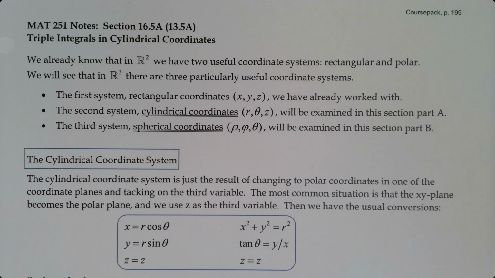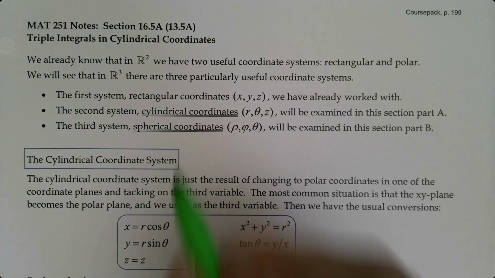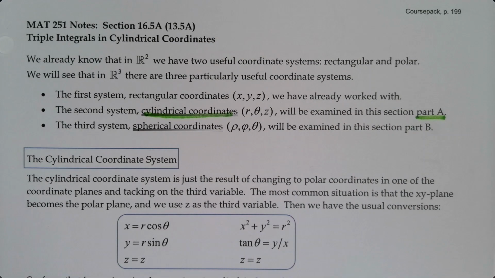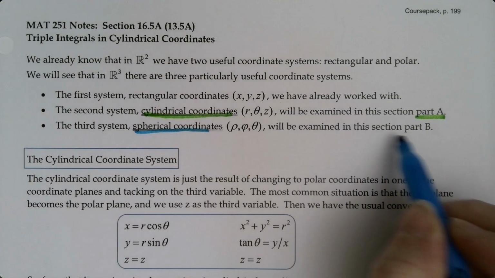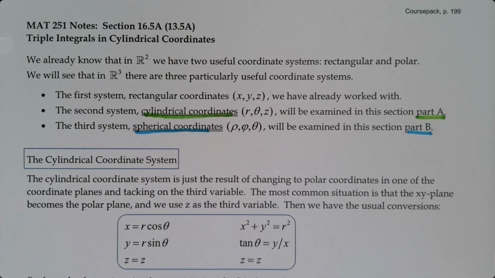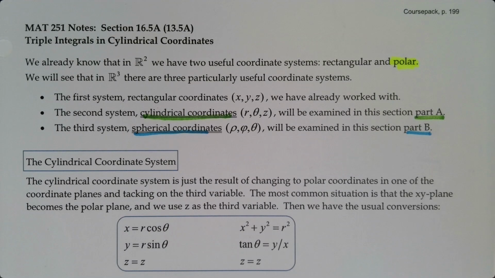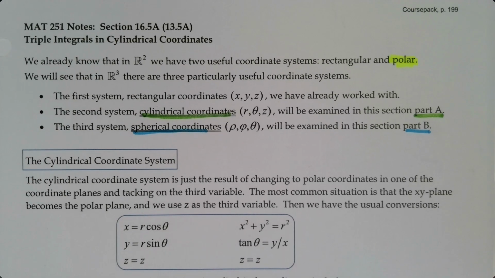And there are 2 ways that we do this, and that's how we've broken up this section. So there's cylindrical coordinates, which we're going to cover now in part A. And then there's spherical coordinates, which we will cover in part B. And they're related strongly to the polar coordinates. So they're the 3-dimensional equivalents of polar coordinates. That's how you have to think of them. But there's 2 different ways to do this. All right, so let's look at the cylindrical coordinate system.